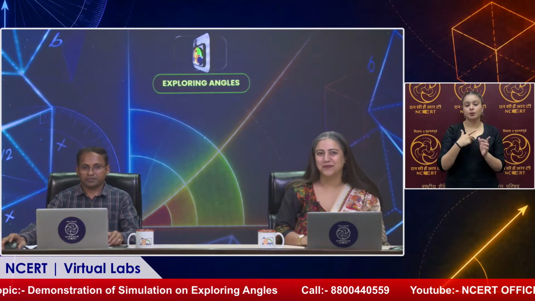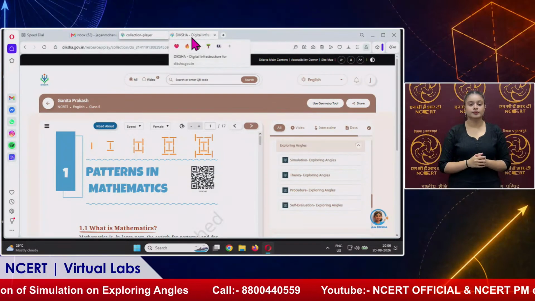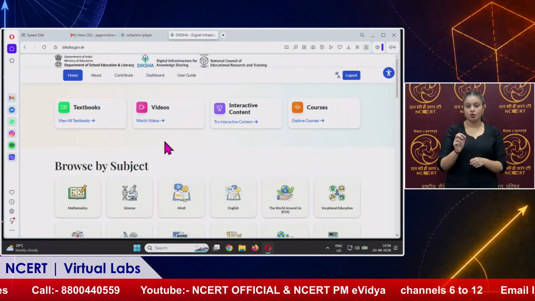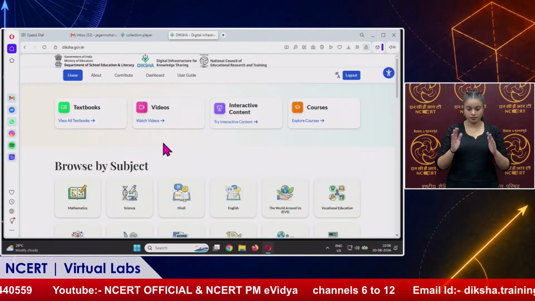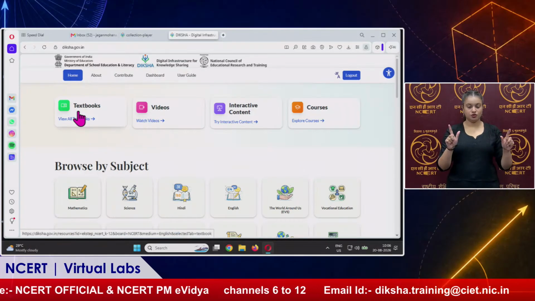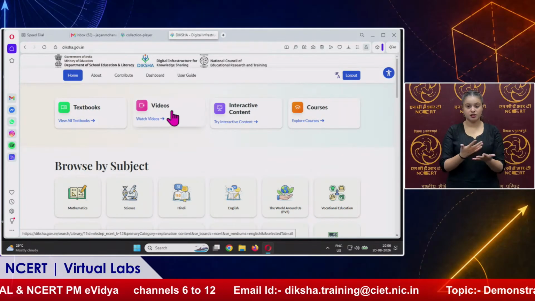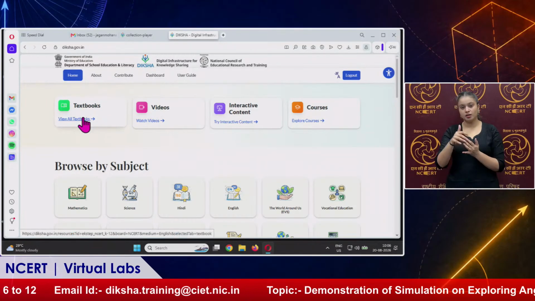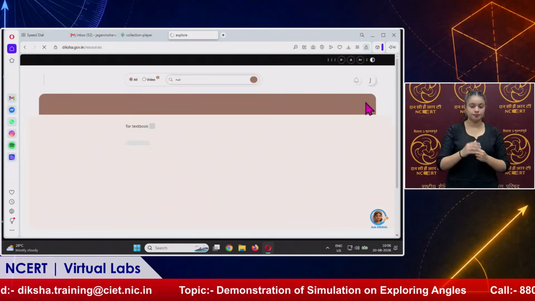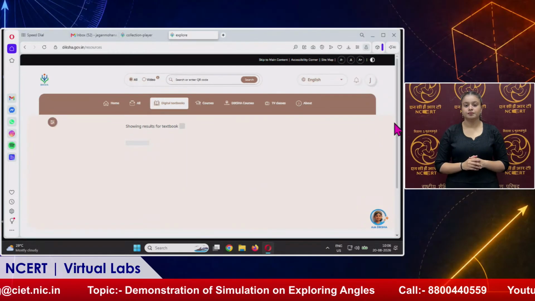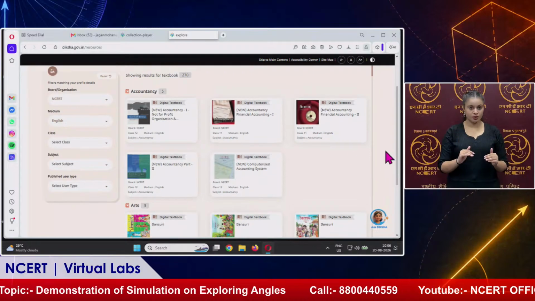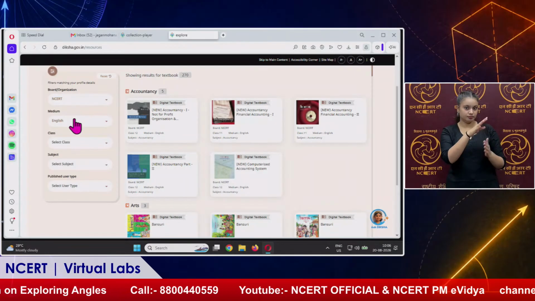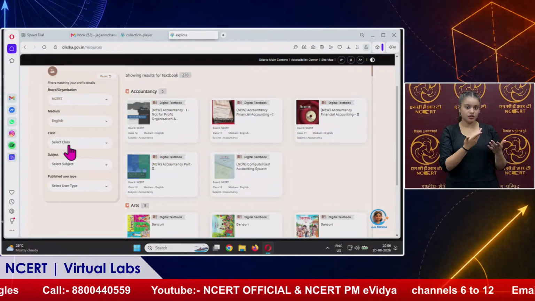Here, first I have to go to the Diksha portal, diksha.gov.in. So we could see here the home page of the Diksha portal. In this home page, we can see different types of resources: textbook, video, interactive content, courses, and all other subjects. Now I will go through the textbook here. Then we can get some filters at the left side corner. Now you could see the board and organization, medium of the textbook, class.